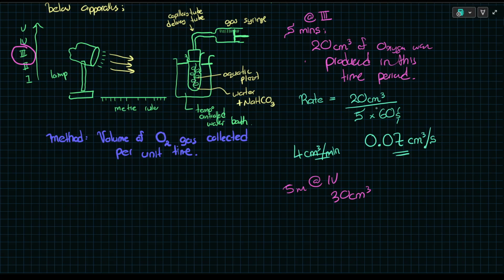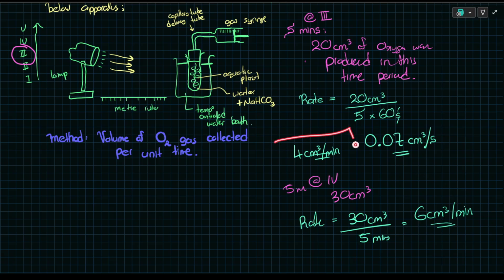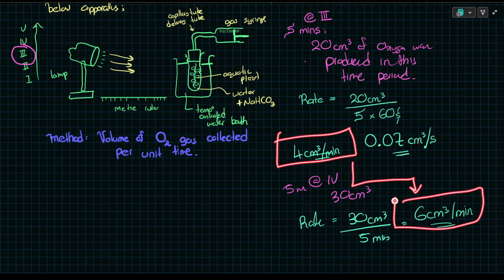We'll just do it in cm3 per minute this time. So rate is equal to 30 cm3 over 5 minutes. You see, I have not changed the time. 30 over 5 is 6, right? Yeah, I think so. Yeah, 6. 6 cm3 per minute. Now let's just compare those values: 4 cm3 per minute to 6 cm3 per minute.